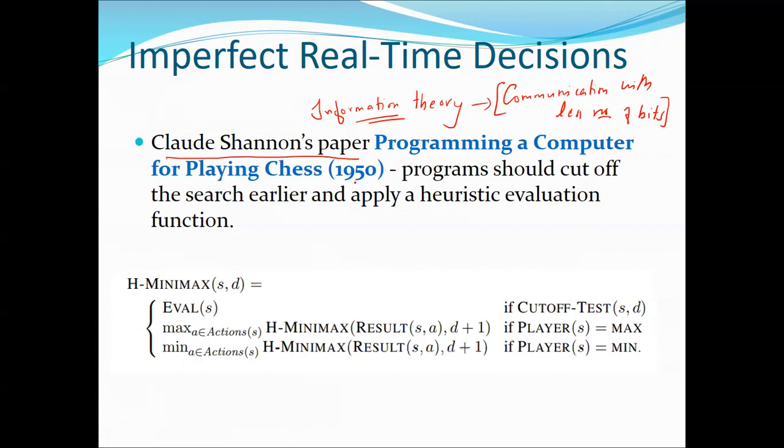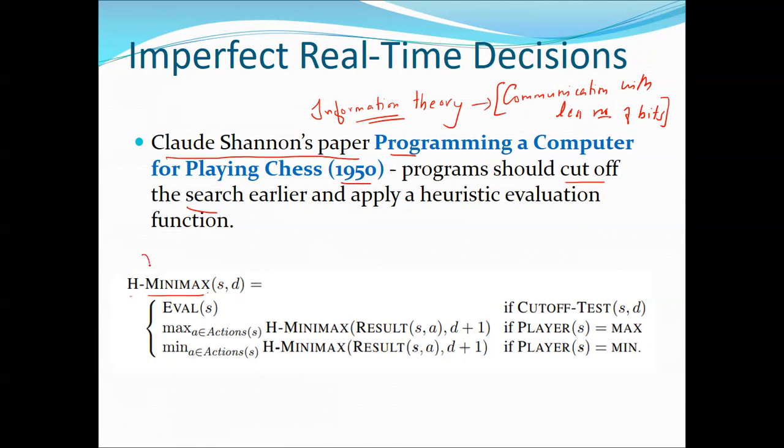With respect to the computer chess playing game also, he wrote a paper in 1950. According to this paper, he suggested going with the cutoff search, because we cannot continue till the leaf node. So at the cutoff point, this is the minimax tree. This is the minimax search. Basically, alpha beta is a variation of minimax search.